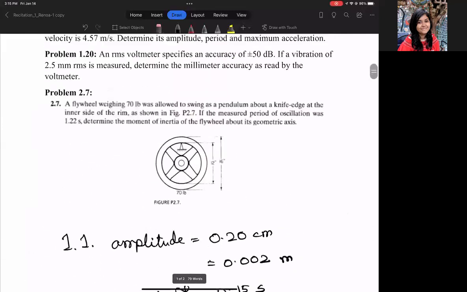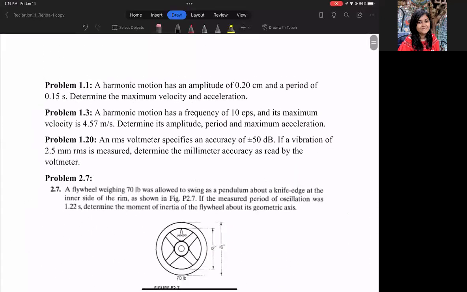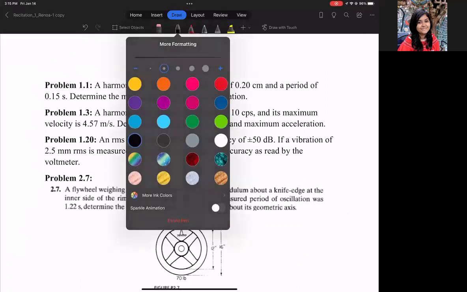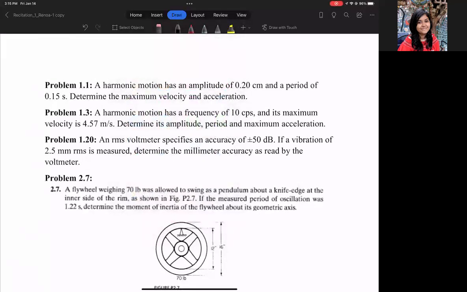So now we move to the next problem, which says an RMS voltmeter specifies an accuracy of plus minus 0.5 decibel, and a vibration of RMS is measured as 2.5 millimeter. So we have to determine the millimeter accuracy as read by the voltmeter.